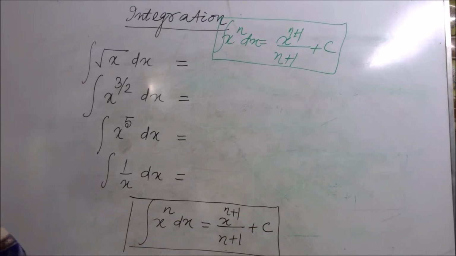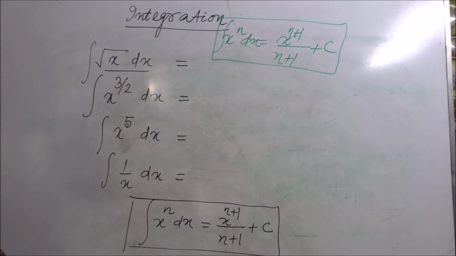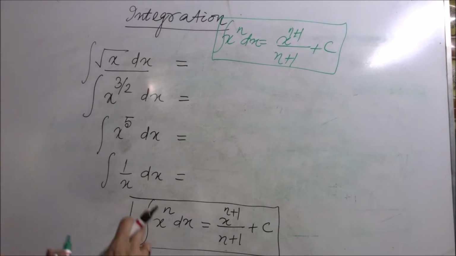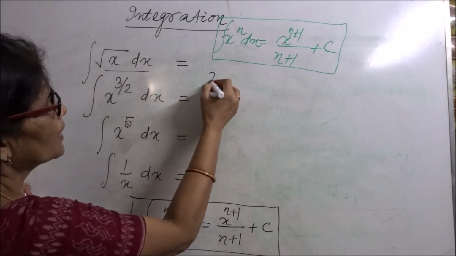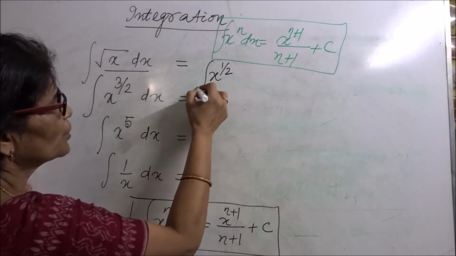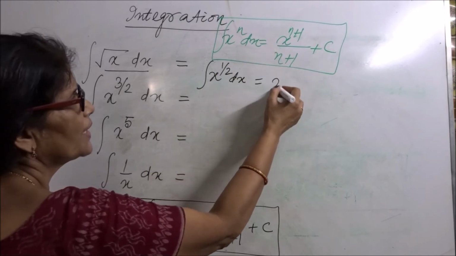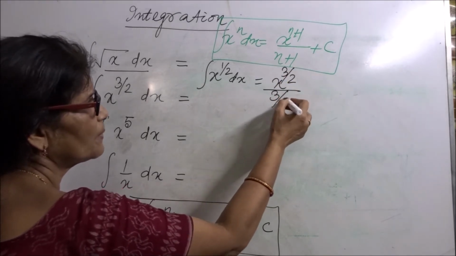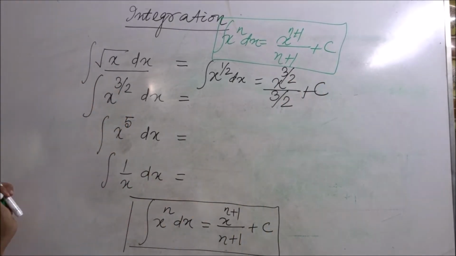By request of many parents I am doing a lesson. Now this is the formula. So now tell me, if it is under root x, what will we do? Under root x means square root of x, which is x to the power half. If it is x to the power half and I put this in the formula in place of n, that will be x to the power 3 by 2 by 3 by 2. You can simplify, you can take 2 to the numerator.